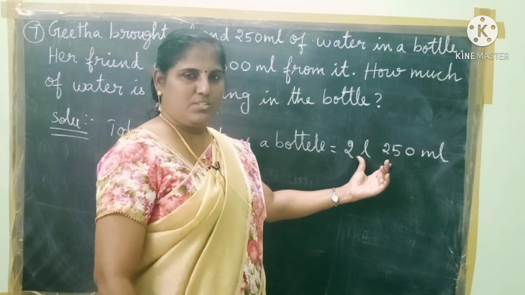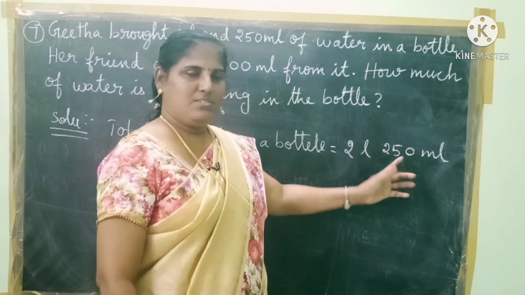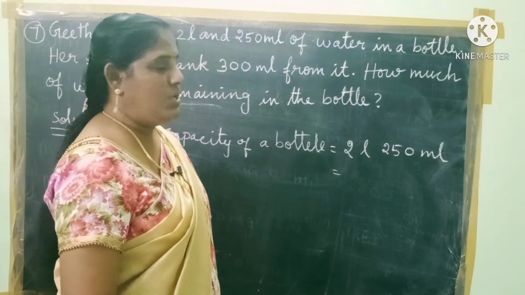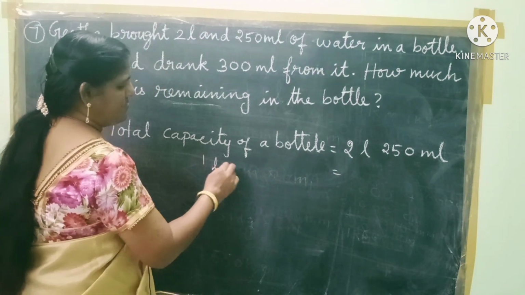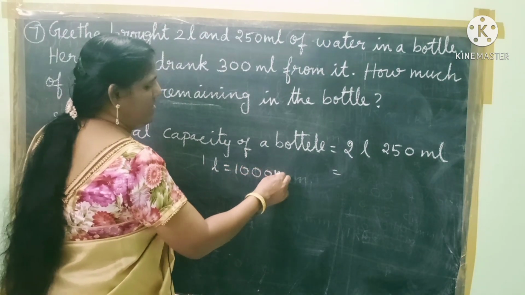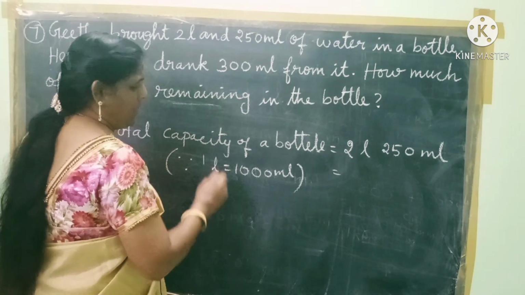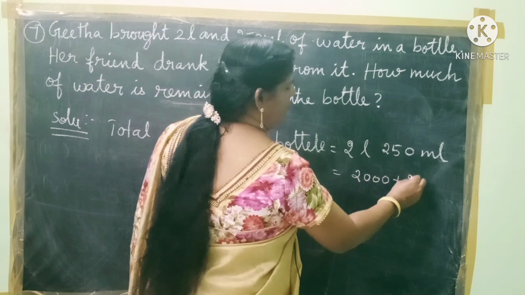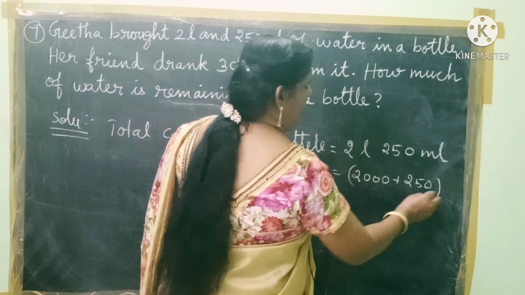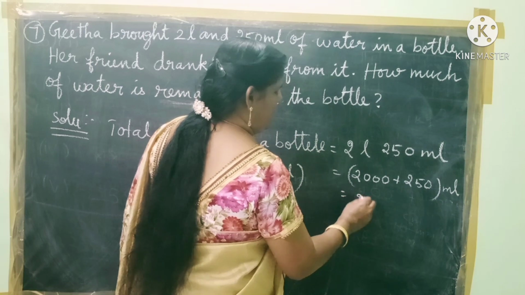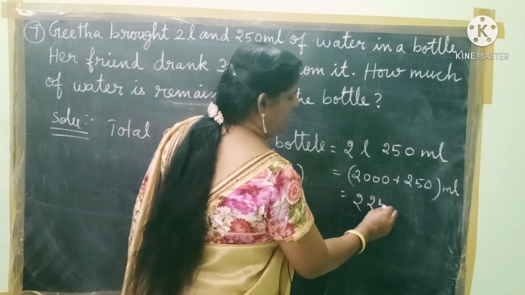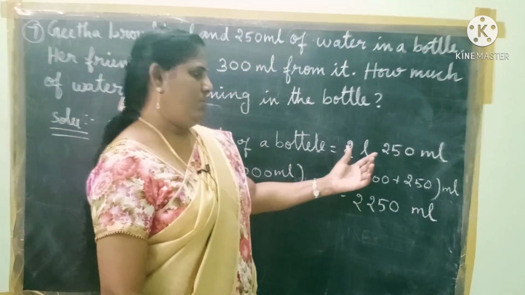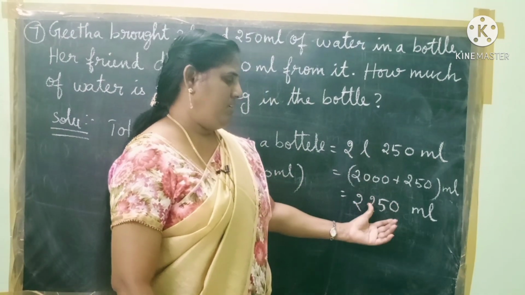So first of all, you need to change liter to milliliter. So 1 liter equal to how many milliliter? What was the rule? 1 liter equal to 1000 ml. Therefore, 2 liter equal to 2000 plus 250 ml, which means 2250 ml. So if it is given in liter, you change it to milliliter.